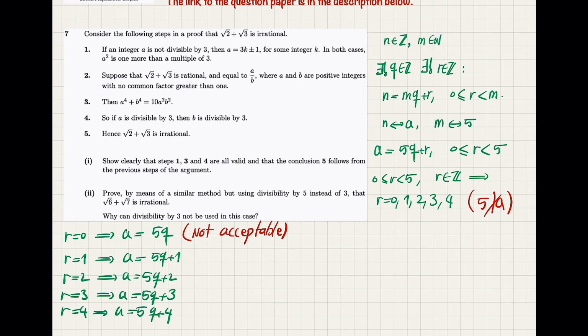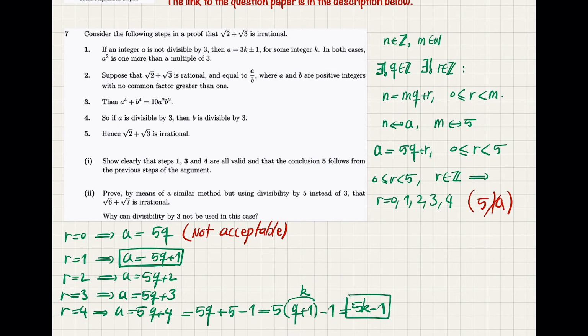So what can I do? Here I can write 5q, and instead of 4 I can write 5 minus 1, then I can factor 5 from the first 2 terms, and then I have minus 1. I can call this k, so it becomes 5k minus 1. So if I consider the first one and this last one, it means that a is an integer multiple of 5, either plus 1 or minus 1.